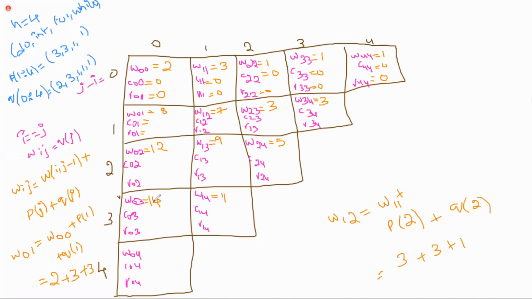Next, W04 value. W04 is W03, which is 14, plus P of 4 which is 1, plus Q of 4 which is 1, equal to 16. Am I clear? Is it clear how we find all the W values? Now I'll tell you the formula for the C value. I'm removing this. Here I'll write the formula.